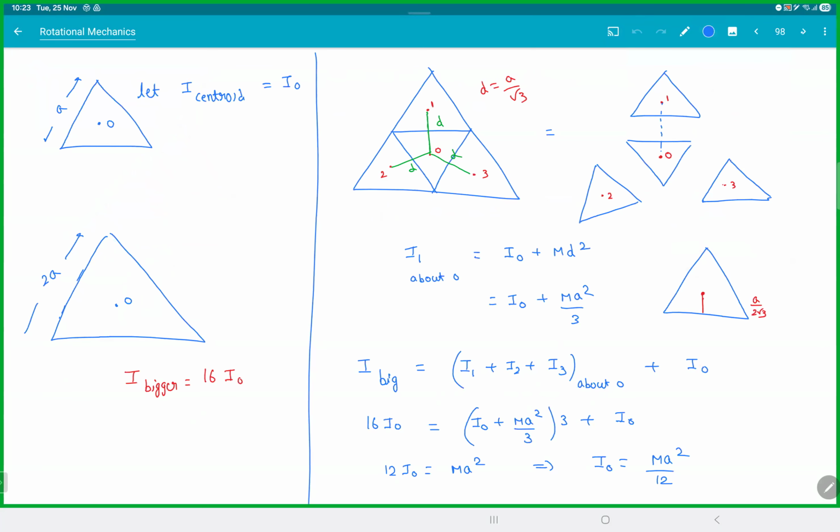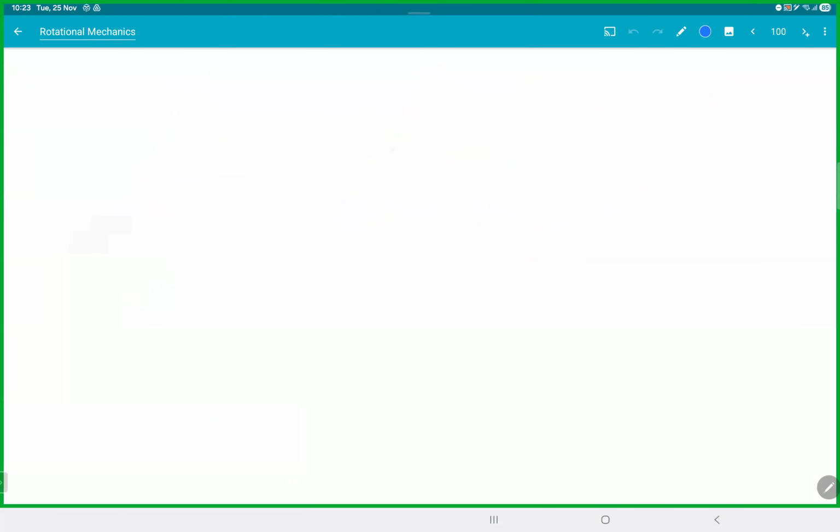Clear with this? Any doubts on this? It's a very good method. So remember this. This is also how you can do problems sometimes. So you can use integration, you can use the parallel axis theorem, you can use the perpendicular axis theorem, or you can use symmetries. The next thing is, this is just a statement, radius of gyration.